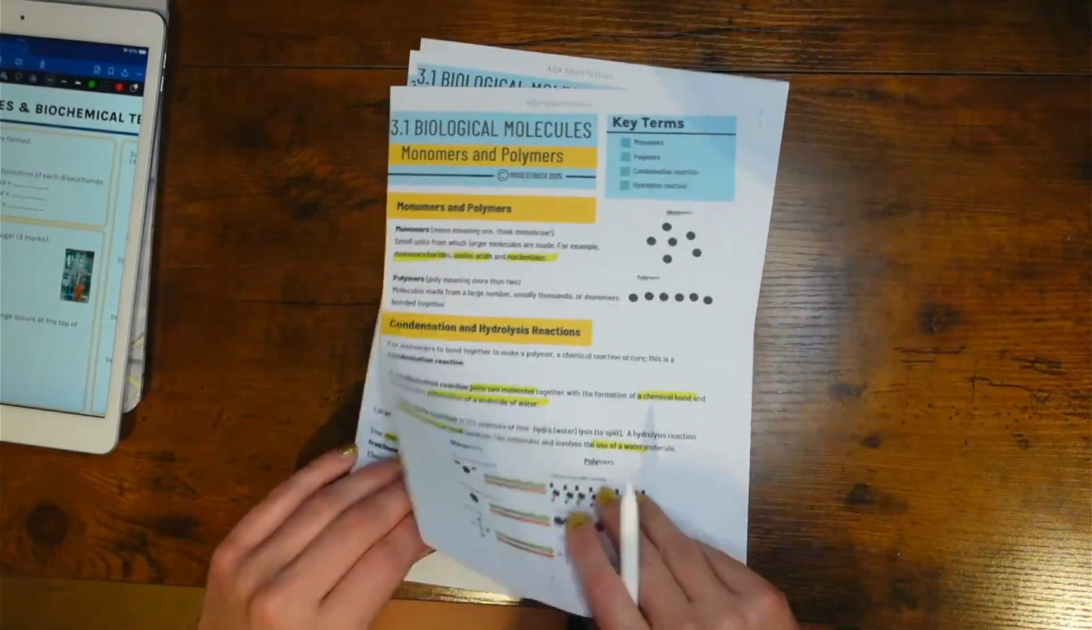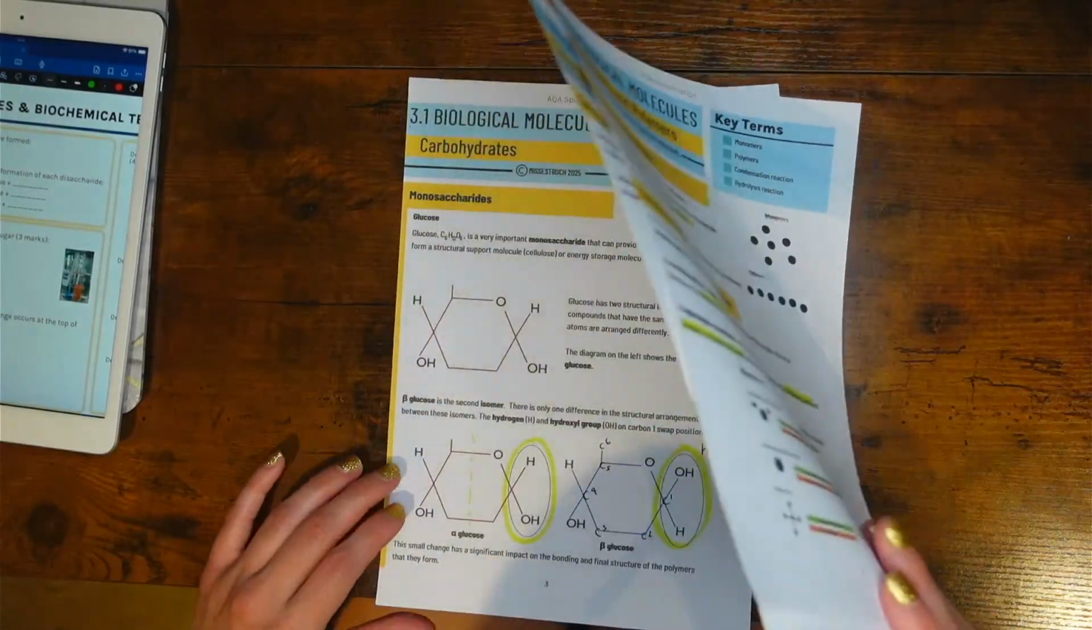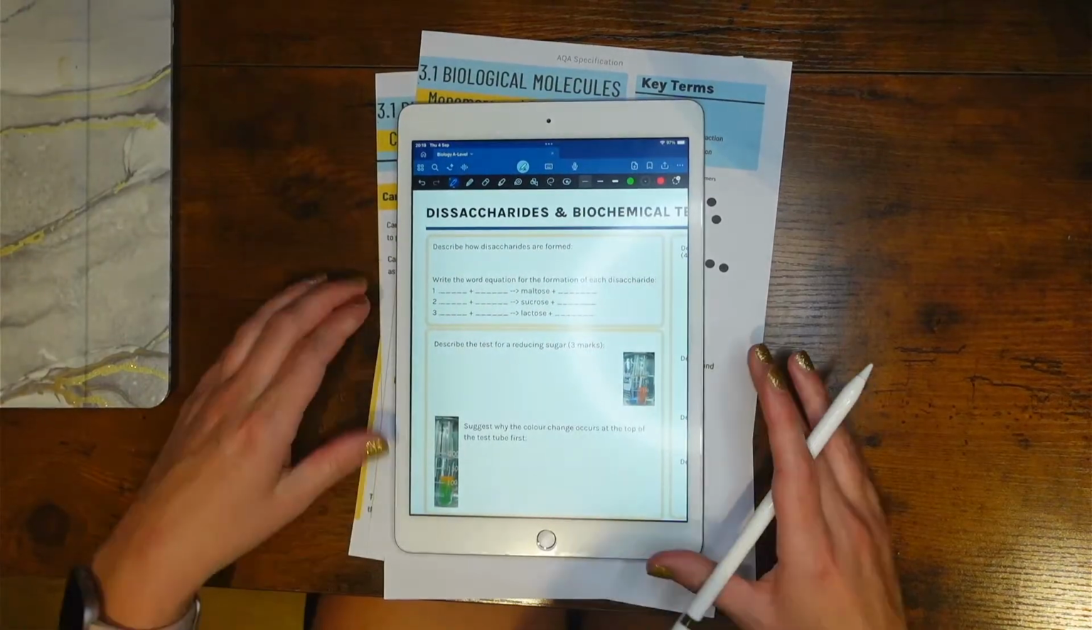But where has... I don't have my disaccharides printed. Okay, well, in which case, disaccharides, let's just jump straight into the questions.